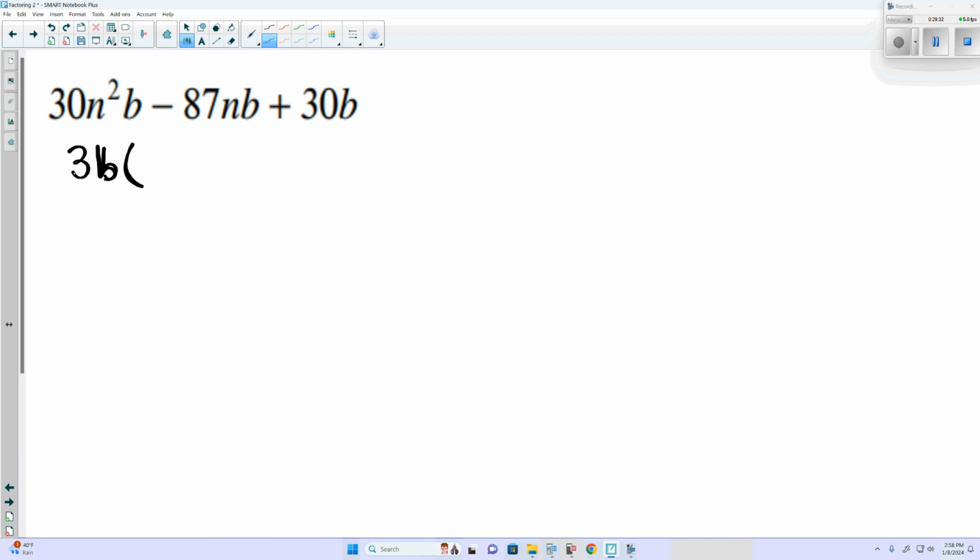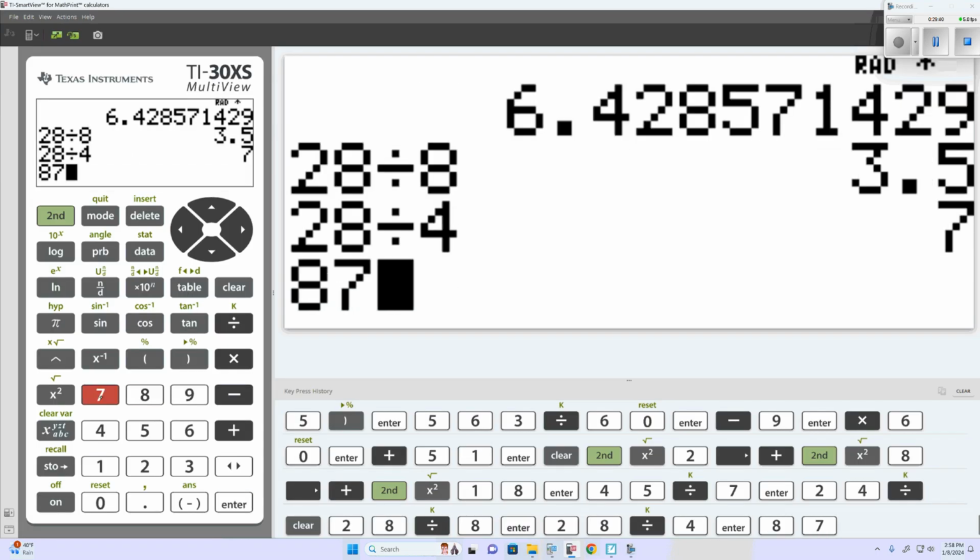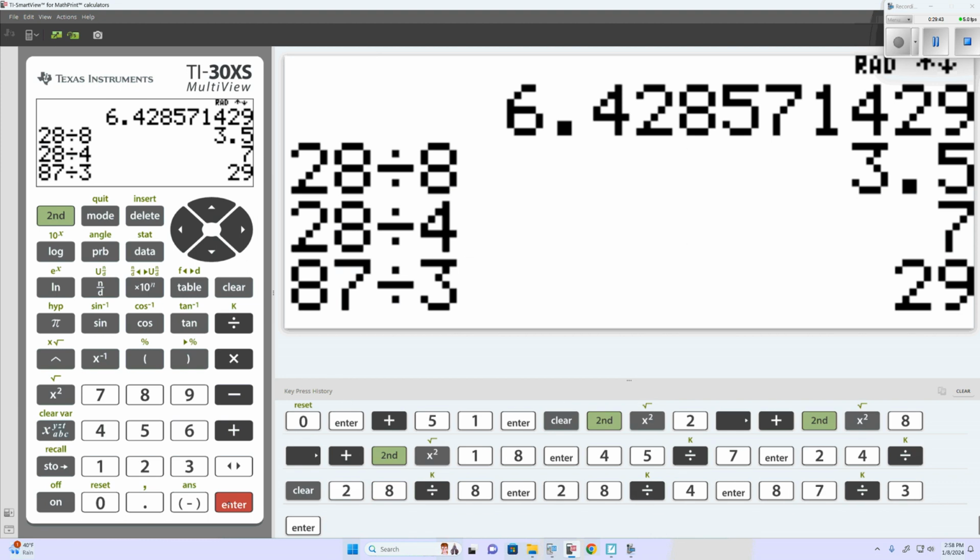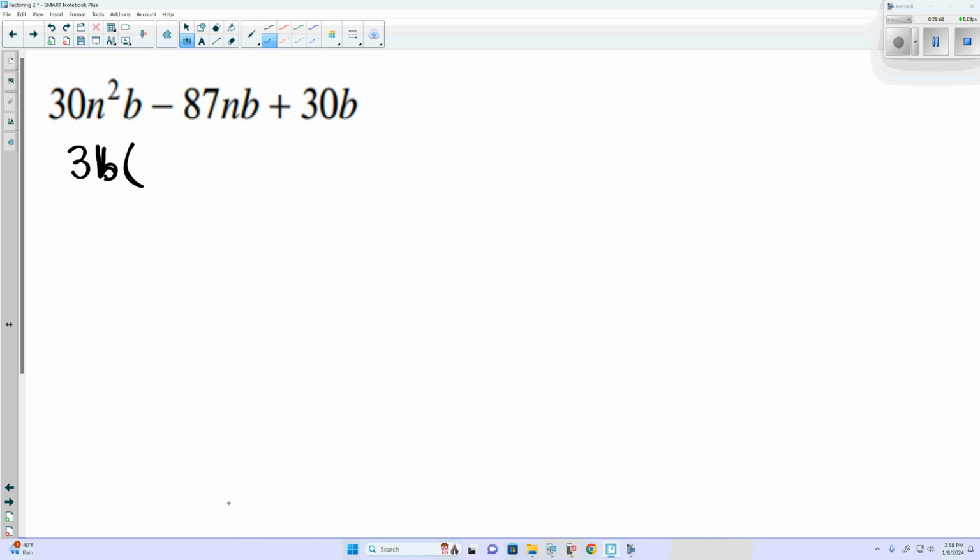And 3. Because 30 and 30 do have a common factor of 3 and 10. 87 is not divisible by 10, but it is by 3. So we can factor 3b out of all three terms. If we factor the 3 out of 30, we're left with 10. We still have the n squared, and the b factors out completely, minus 29, as we already have seen, n, and the b factors out completely.